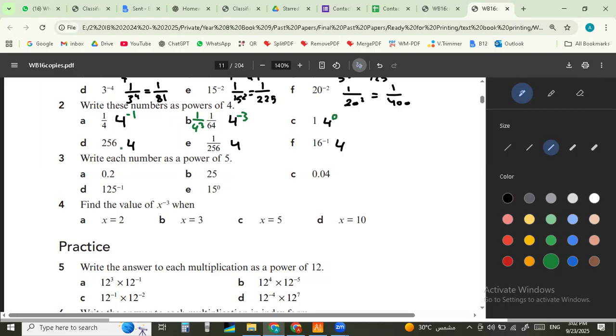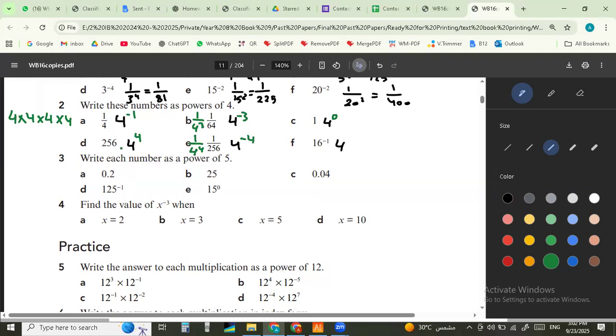And here, if you don't know 256 is 4 to the power of what, then you need to multiply the 4 by itself and see how many times you need until you reach 256. So for example, we know that 4 times 4 is 16. Times 4 is 64. 64, if you multiply by 4 again, is going to give you 256, which is 4 to the power of 4. And here is exactly the same, but this is 1 over 4 to the power of 4, which is actually 4 to the power of -4.